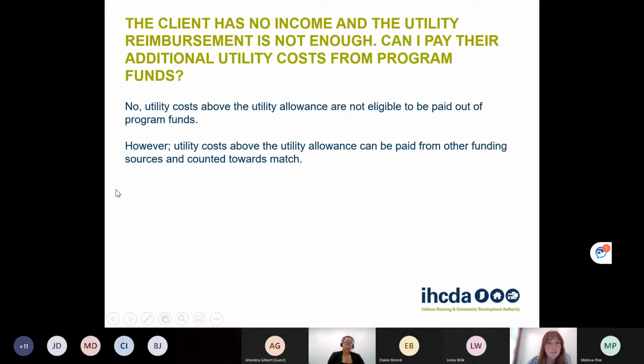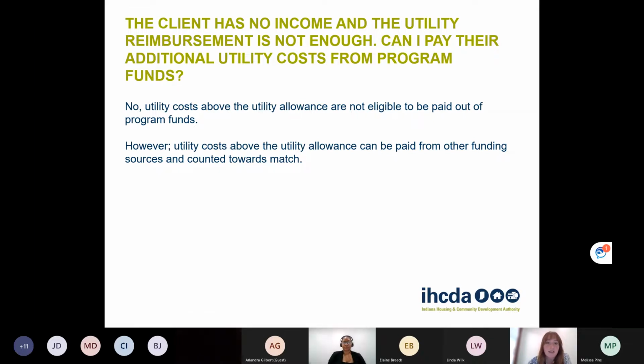And then one last question that we get. We see a lot of times where a client doesn't have any income and the utility reimbursement that they're entitled to is not enough to cover their actual utility expenses. And we get asked, can I pay for their additional utility costs from program funds? So no, you are not able to pay for utility costs above the utility allowance with program funds. However, you are able to pay these with non-program funds and then count this towards match.